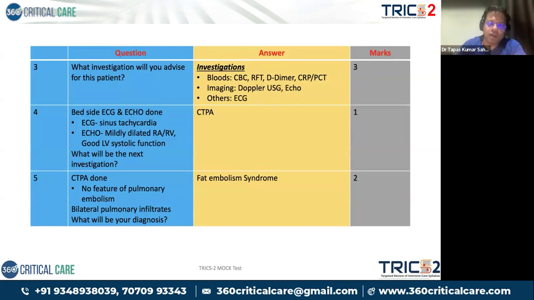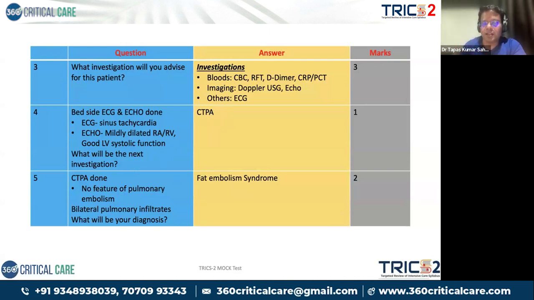Now, as you have already mentioned the bedside ECG and echo, the ECG shows sinus tachycardia, and the echo shows a mildly dilated RA and RV and good LV systolic function. Now the next question would be what will be the next investigation? The next investigation is CTPA. We all know at this point of time I am focused on CTPA, that is the CT pulmonary angio. Now CTPA is done, as you have mentioned, and there is again a clue or catch here.